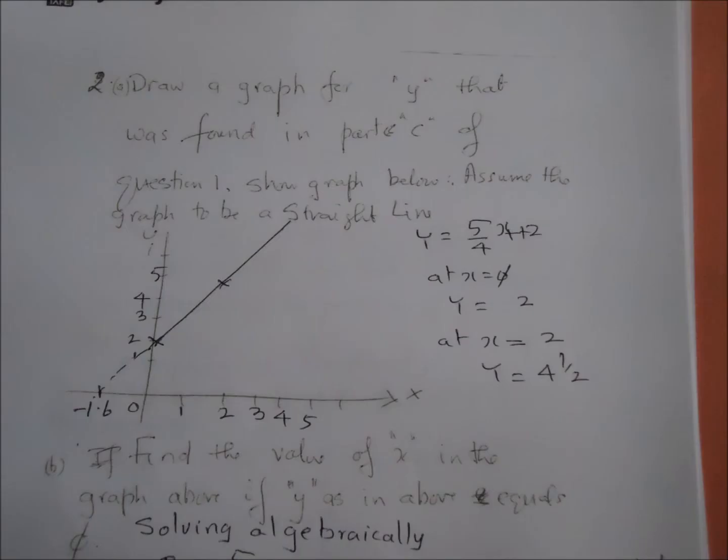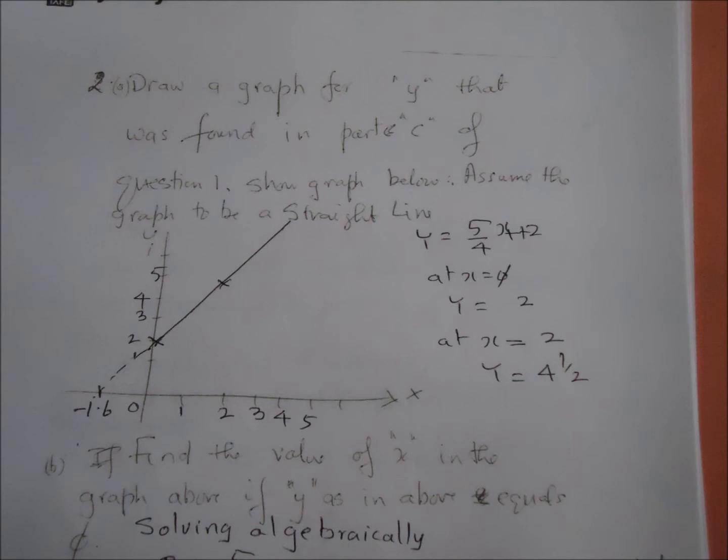Second question, I'm using the same equation. Now I'm going to draw a graph. So it's y equals 5/4x plus 2. Now this time, unlike in the previous question, which is part B, I'm going to put 0 in place of x for a different expression. So if I put 0 for x, y equals 2.